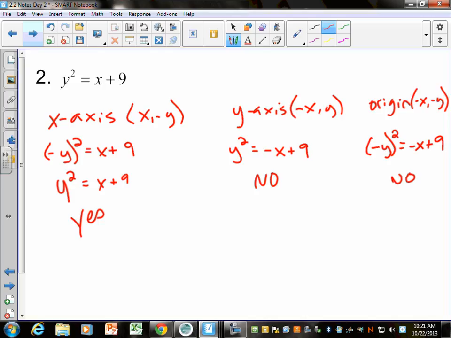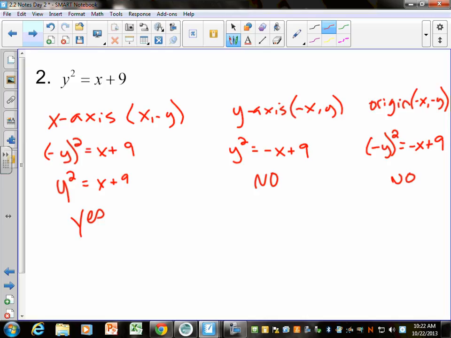Sometimes it can have more than one symmetry. Think about the ones on your graph that you did on your homework yesterday, and our notes yesterday. Sometimes it's symmetric with both the x-axis and the origin, or the y-axis and the x-axis. So it is important that you check all of them, even if you get one to work. It also could be symmetric with none of them, which can happen.